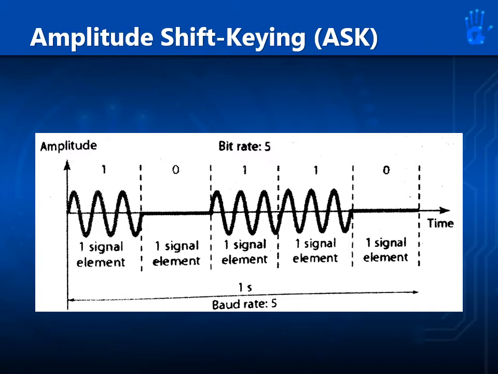Now, one signal element accounts for 1 bit. So the baud rate for the entirety of this signal, which is 1 second, is 5. Meaning 5 signal elements in 1 second. Also, one signal element is equal to 1 bit. So the bit rate is also 5, because the duration of this waveform is 1 second.